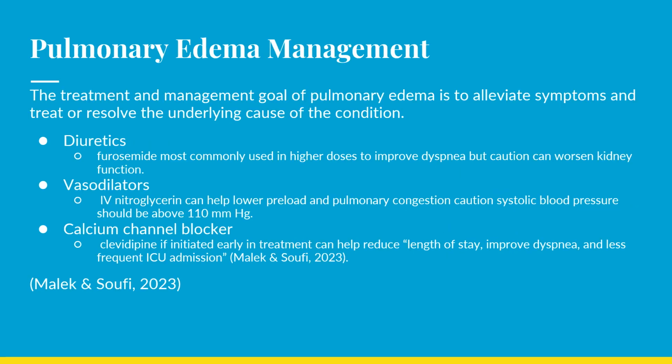Pulmonary edema management. The first line of treatment for pulmonary edema is to alleviate the symptoms and treat or resolve the underlying condition. Diuretics can be used to remove excess fluid. Using vasodilators like nitroglycerin can help lower preload and pulmonary congestion. Initiating a calcium channel blocker early in treatment can help reduce hospital stays, improve dyspnea, and reduce recurrent hospital and ICU admissions. Utilizing oxygen, elevating the head of the bed, and ordering breathing treatments can also help with the symptoms and dyspnea and make the patient feel more comfortable.